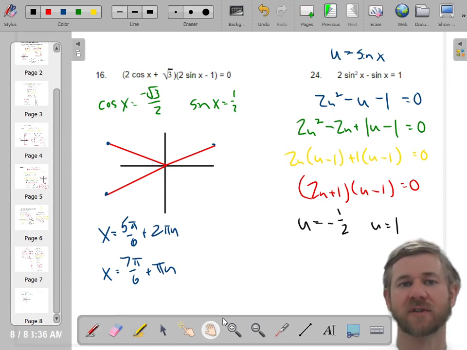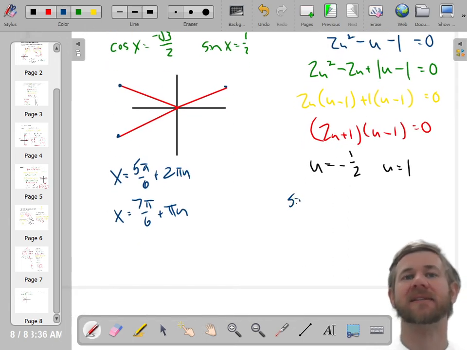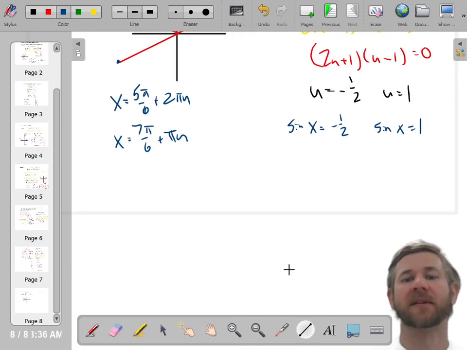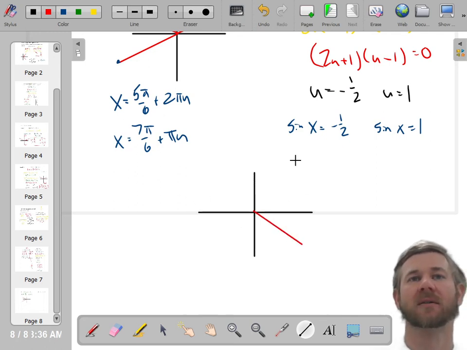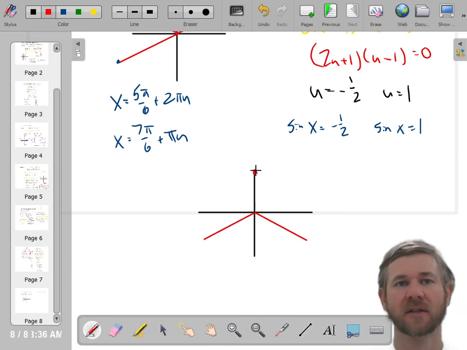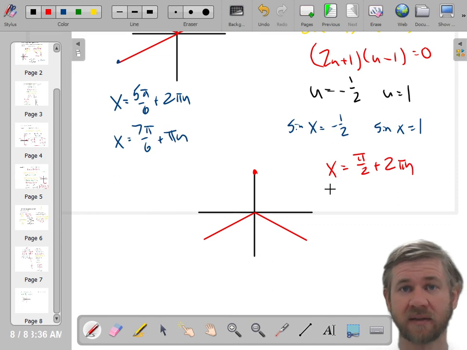If you solve these for 0. And since u is sine, that means the sine of x is -1/2, or the sine of x is 1. And we've got to figure out where that happens. So sine of x is -1/2. That happens here. We'll say 30-degree reference angles like that. Or sine is +1 up here. So this kind of has a cool look to it. So we could say pi over 2 plus 2 pi n.